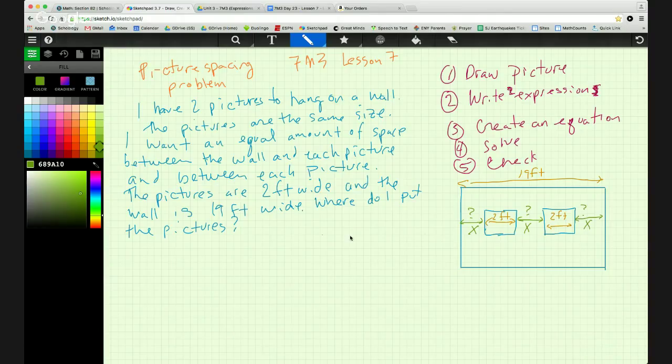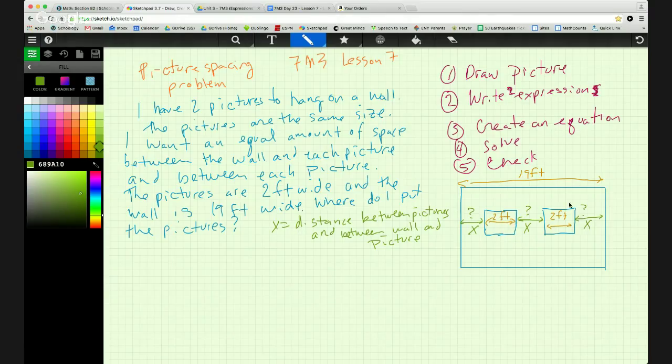Okay, so now I've written my... well, I'm going to label it. I'll say X is the distance between pictures and between wall and picture. Okay, so X is that distance. So let's look at it. We've written the expression, we've described it.